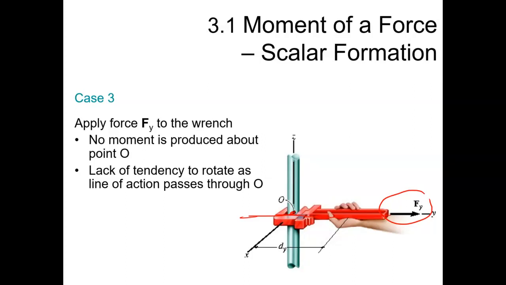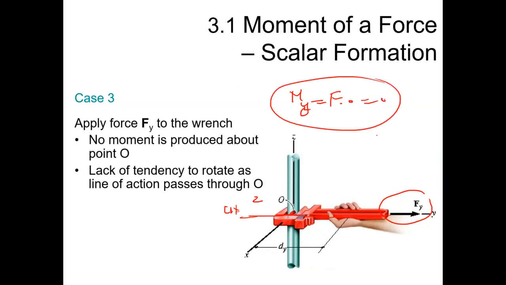The shortest distance is 0. Why? Because the force is passing through point O. If I draw a normal from O to that extended line or line of action, the length of that radius is 0. So the torque due to this one, that is Fy, which is not 0, multiplied by 0. So that is 0. 0 rotation. This force would not cause any rotation here.